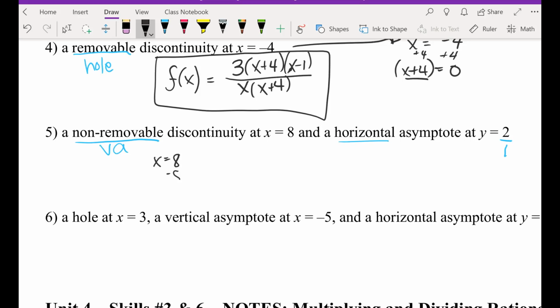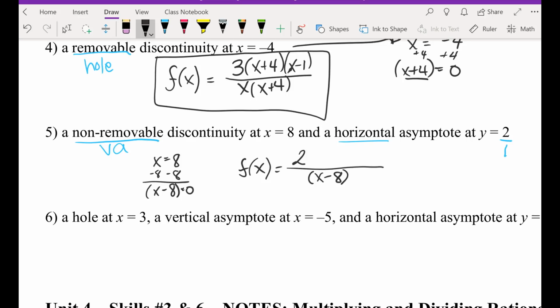I'm going to work backwards again, just like we did for the hole. So I get x minus 8 is equal to 0. That's from my denominator. That has to be in the denominator. I can't have that factor in the numerator because then they would cancel out and it would become a hole, and that's not what it asked for. Be careful with those.